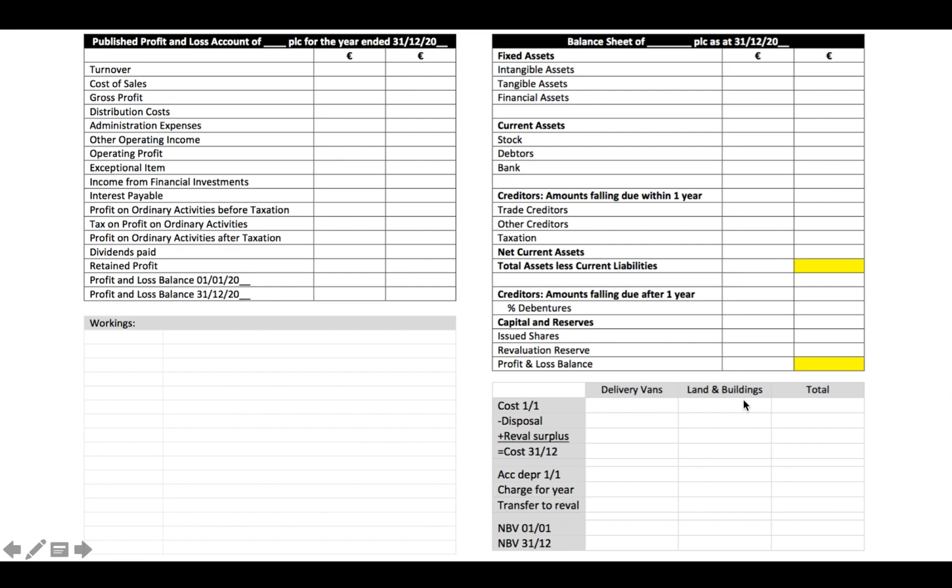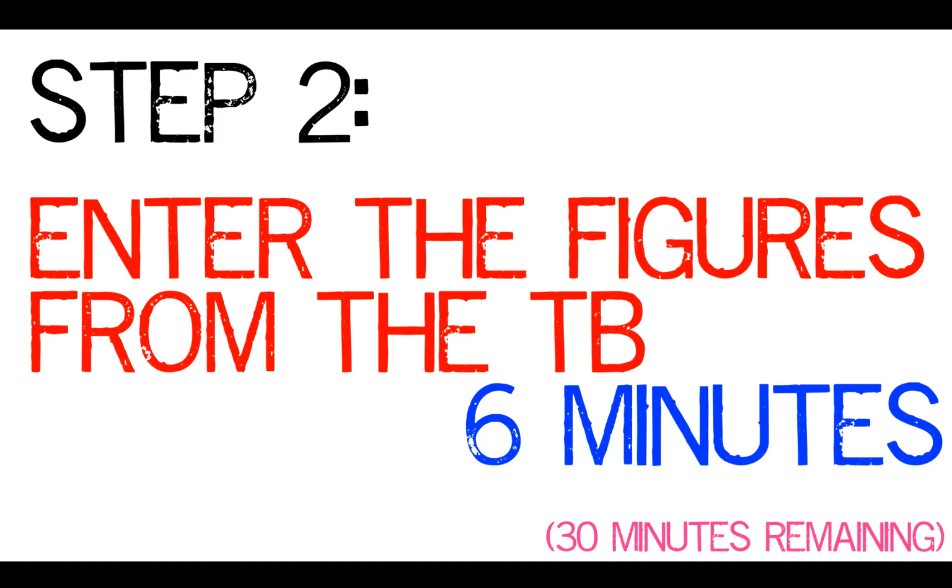Okay, so you should be doing this at the same time as you're doing your P&L and your balance sheet, because it's going to save you time in the long run. Okay, so let's get started. So step 2, enter the figures from the trial balance, and that should take you 6 minutes. All right, so we'll get started now.